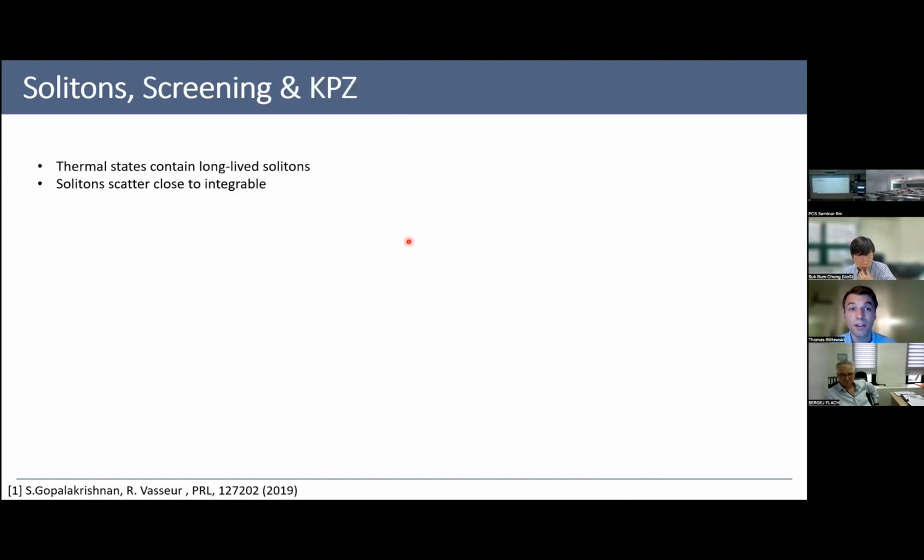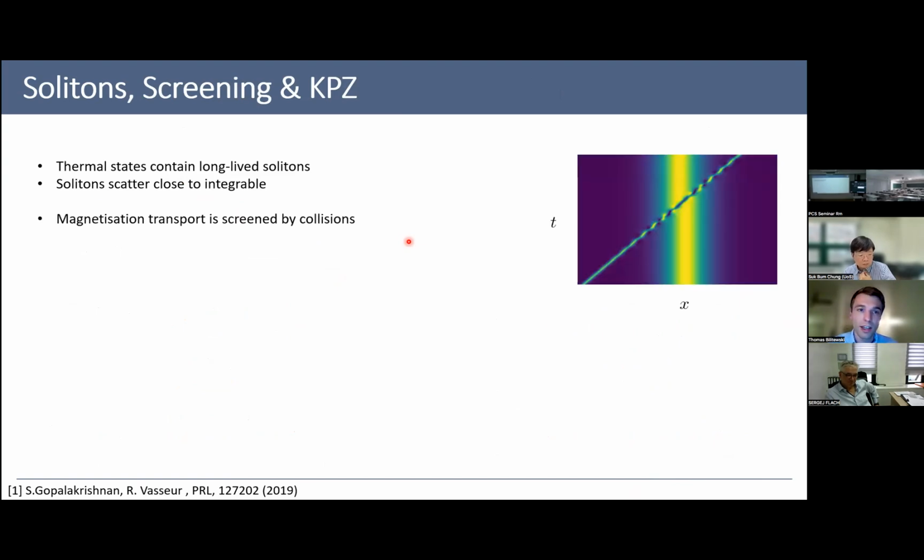So we've seen that thermal states seem to contain long-lived solitons. These solitons seem to scatter almost integrably, as in the Ishimori case. And then, of course, we know that magnetization transport is screened by collisions, which I demonstrate here. So if the narrow soliton hits the wide soliton, it had a well-defined magnetization before. During collision, it flips the spin, as in the quantum XXZ chain. So that is why spin transport is not diffusive.